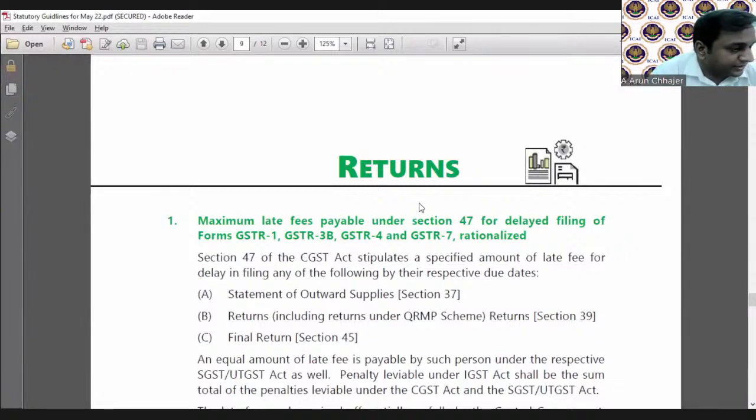Absolutely correct, Sunil Dubey. Turnover means aggregate turnover. Turnover in the state or UT. Sales. Is the question about aggregate turnover, state turnover, or is there some other question? What is your question?